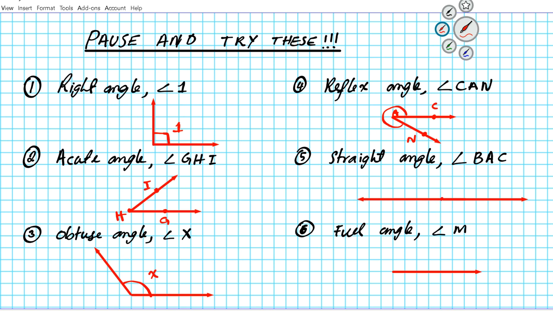And then over here we have a straight angle. So B, A, C, of course, the vertex is at A. So we're looking at this angle from here to here. And then full angle M. You're just going from 0 full circle, bam, right here. Angle M is your full angle.